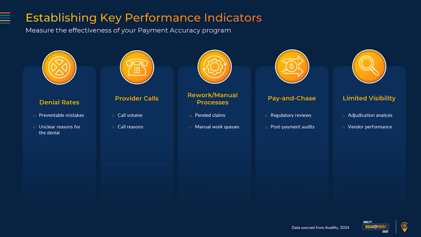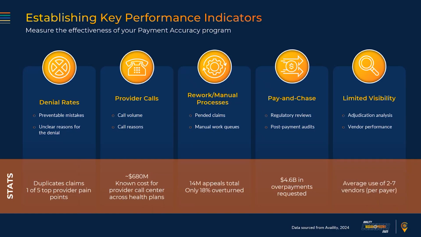And then lastly, one of the KPIs, or key performance indicators, we like to look at has to do with limited visibility. This could be, how are your adjudication systems behaving as a health plan? What are the vendors that you're having to leverage? Whether you're a provider group or a health plan, we know that often, as mentioned before, there are multiple vendors involved, and sometimes those vendors are really banking on other vendor content not being correct. So you're paying multiple times for the same type of functionality. And we think that can be streamlined.